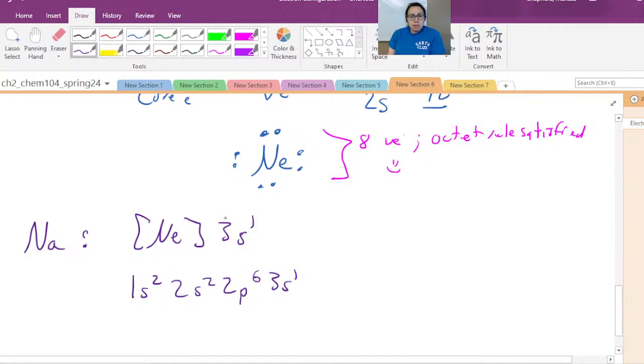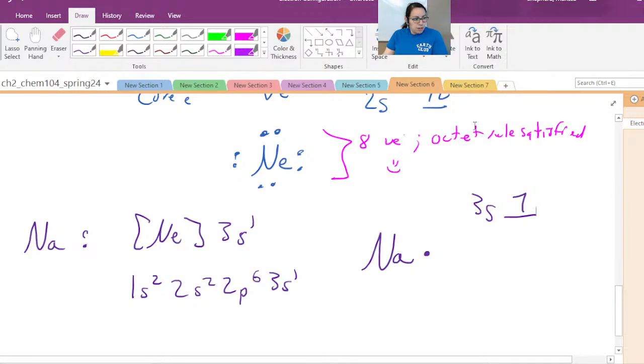And then sodium has 1 valence electron. So we can write our Lewis dot structure just like a dot. For 3s, I'll just put an electron. I'm ignoring the core, not that they're not there. It's just that we usually focus on the valence electron, since that's what drives reactivity.